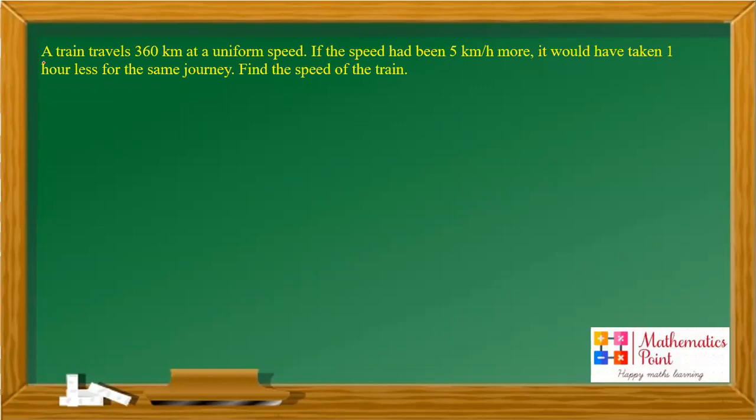Let us discuss the first problem. It says a train travels 360 km at a uniform speed. If the speed had been 5 km per hour more, it would have taken 1 hour less for the same journey. Find the speed of the train.